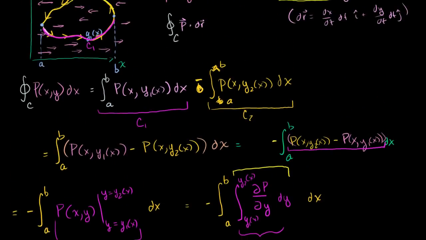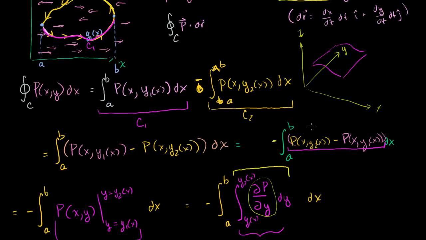Let me go back. Let me see if I can fit everything. I have some function, and I'm assuming that the partial of P with respect to y exists. But I have some function defined over the xy plane. You can imagine if we're dealing in 3 dimensions now. Let me draw a little bit neater. So that's y, that's x, that's z. So this, you can imagine, is some surface, some surface on the xy plane like that.